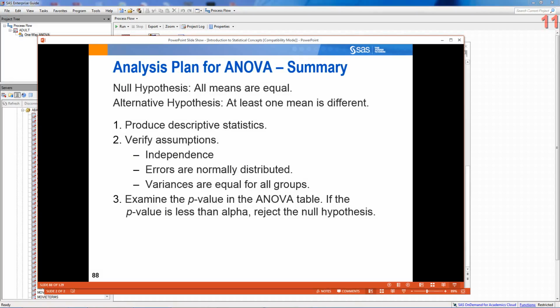Now how do you go about setting this up? You set up a null hypothesis that all means are equal, and an alternative hypothesis that at least one mean in the group is different. We'll start with coming up with some descriptive statistics and verify assumptions, and then do the ANOVA. ANOVA is where we come up with the p-value, and if the p-value is less than the alpha that we set up front, then we reject the null hypothesis.